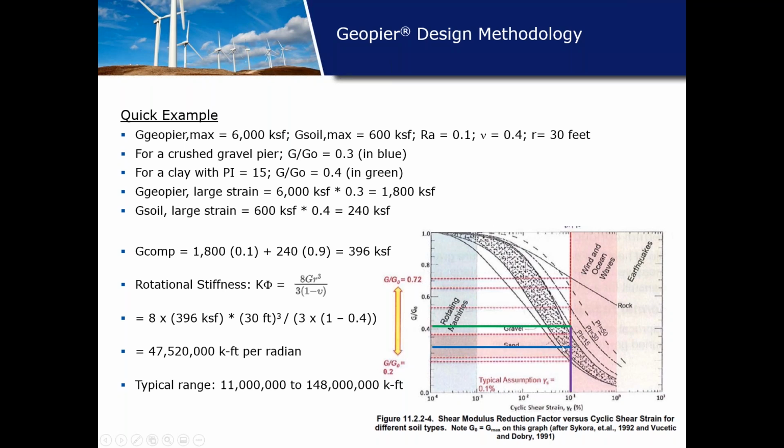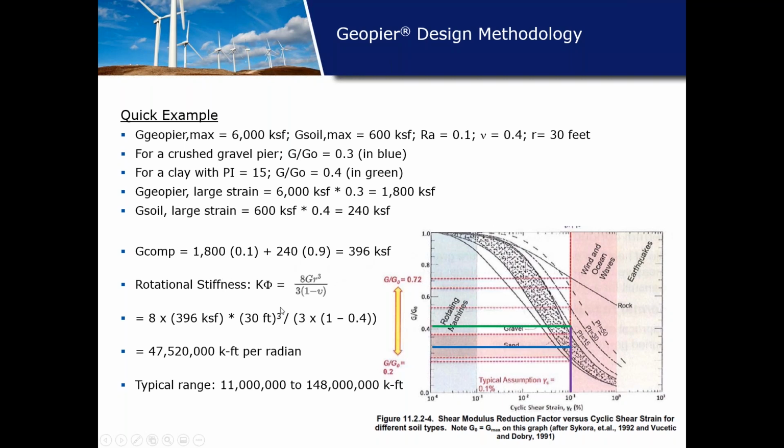Same exercise for a clay with a PI of 15. Come up to the PI 15, come across, degradation factor of 0.4, so a 60% reduction. So your large strain shear modulus for the pier is 1800 KSF. Your large strain shear modulus for the soil is 240 KSF. Come up with a G comp based on the area. So 10% is Geopier, 90% is soil. You get a composite modulus of 396 KSF.